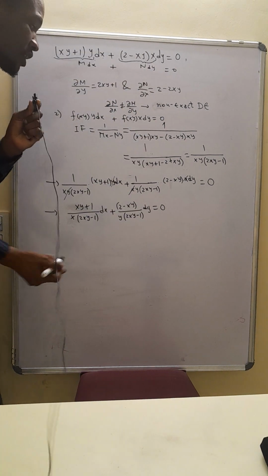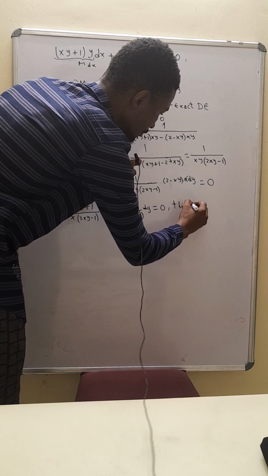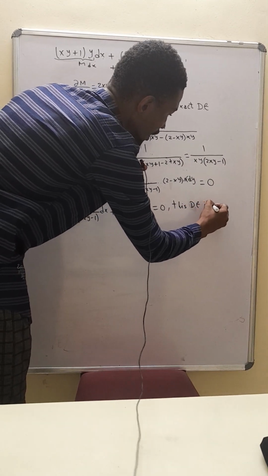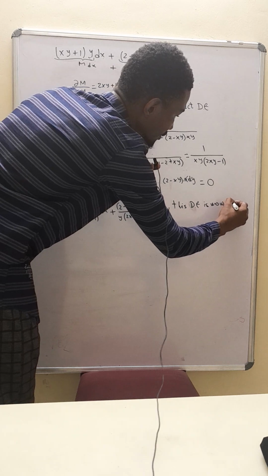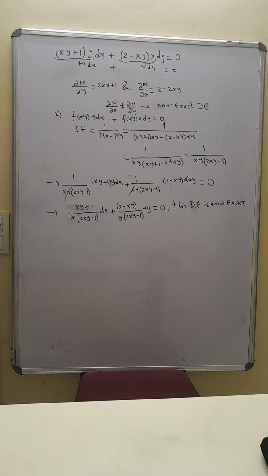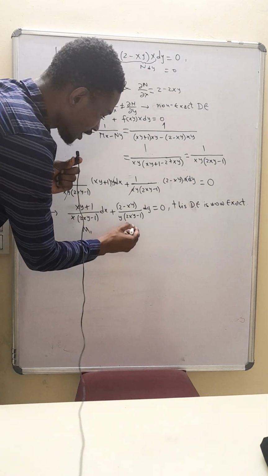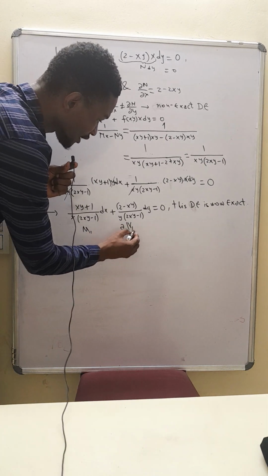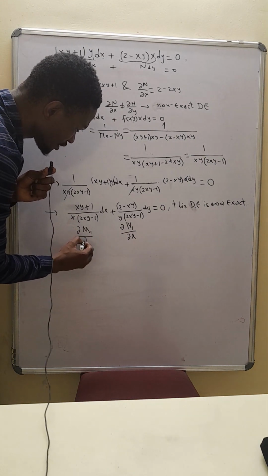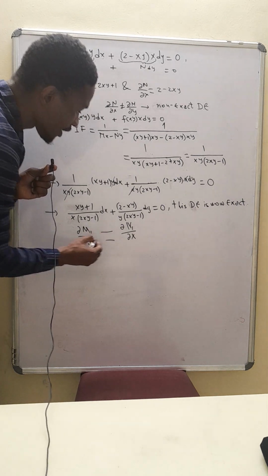Now, from here, I can say that this differential equation is now exact. If you want to check, just make this one your M1 and here your N1, then find the derivative of N1 with respect to x, and the derivative of M1 with respect to y. These will be equal.